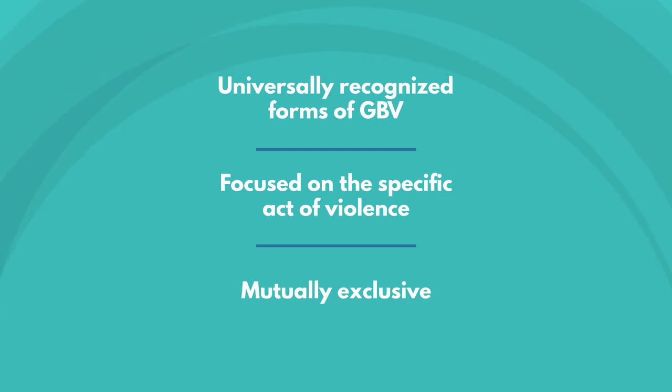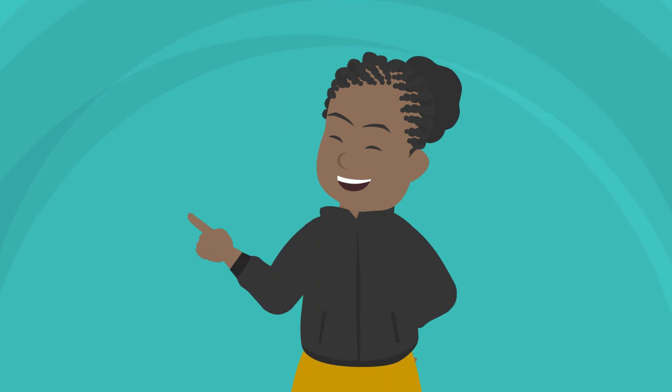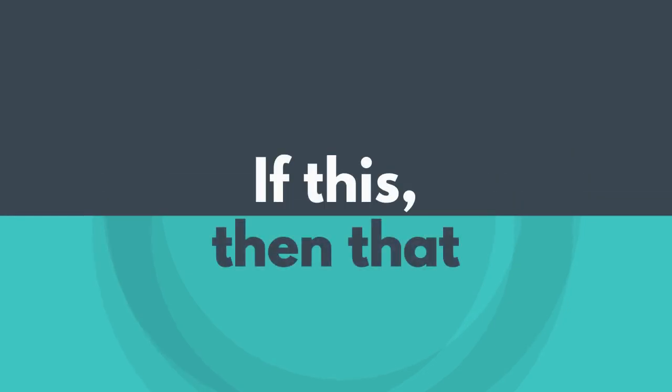And you need to ensure the types of violence are focused on the specific act of violence that occurred, not the motivation behind it, the context, or the type of perpetrator. And finally, you need to ensure all types of violence are mutually exclusive, so there's no overlap. Once we had that criteria, and following extensive research and consultation, a decision algorithm, or a process of elimination, was determined to be the best way to achieve this.